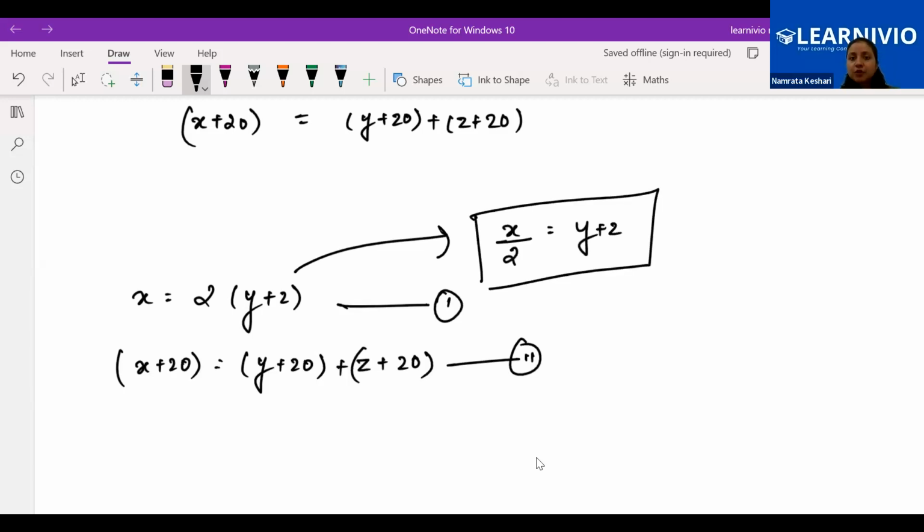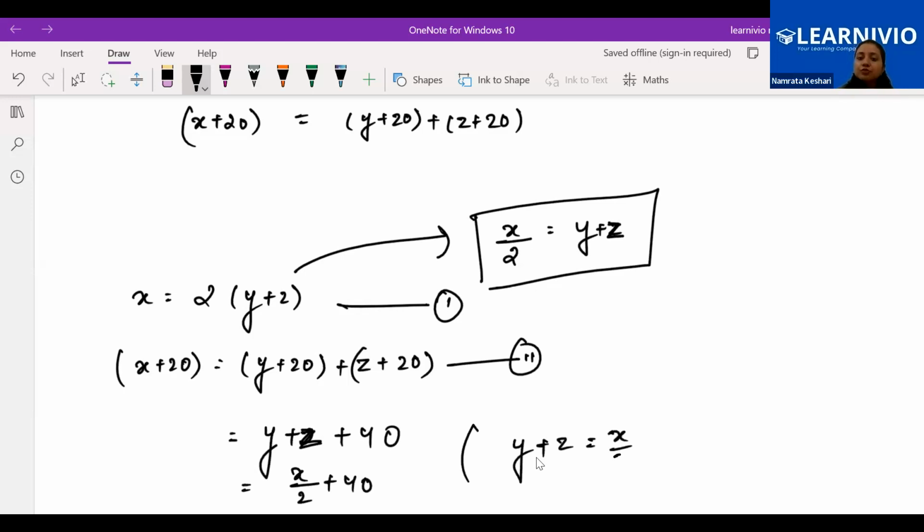Can we say, from the first equation, that y plus z is nothing but x by 2? Yes, ma'am. And here, in place of y plus z, we will substitute it. Y plus 20 plus z plus 20 means what? Y plus z plus 40. And here substitute the y plus z value. In terms of x, obviously, that is x by 2 plus 40. Here we are substituting y plus z is equal to x by 2 from equation 1.